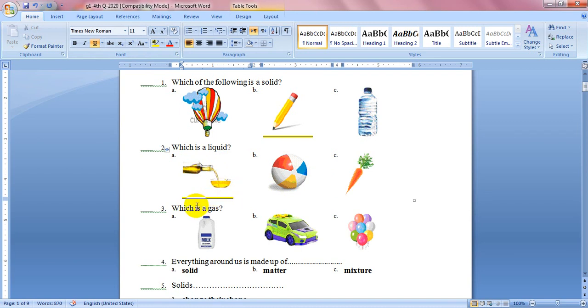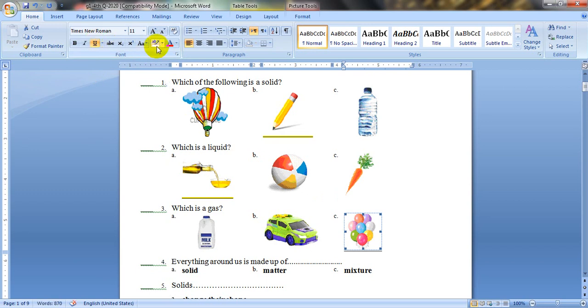Number 3, which is a gas? Milk, or the air inside the balloons? A gas doesn't have its own shape. It spreads out to fill all the containers. So the answer here will be letter C, the air inside these balloons.